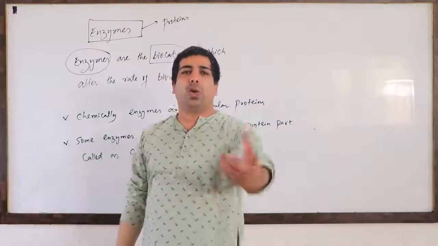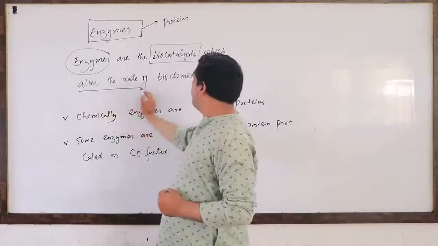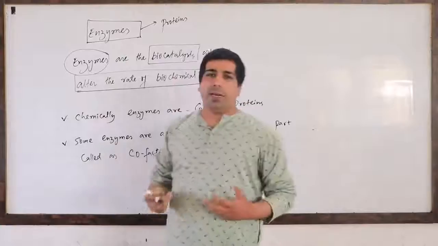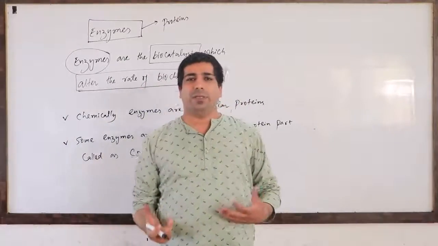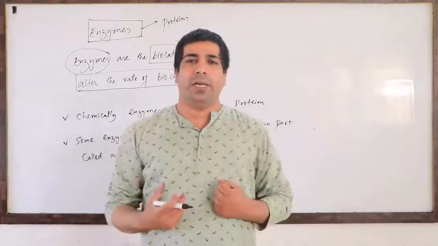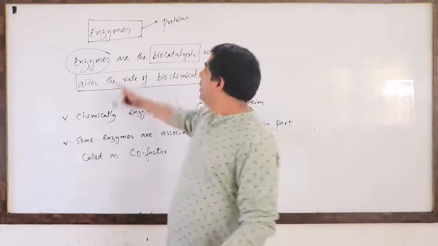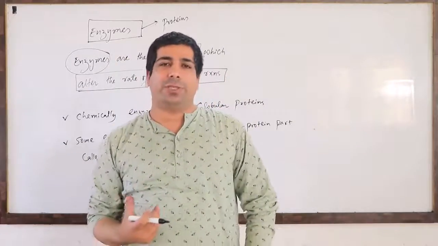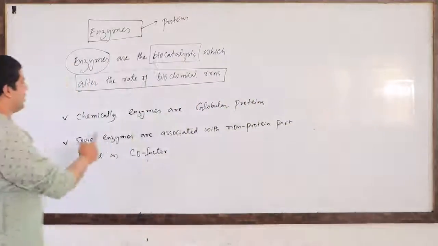Okay. What is the role of an enzyme? It can alter the rate of biochemical reactions. That means the chemical reactions taking place in living systems like plants, animals, humans, whatever the chemical reactions are taking place in my body, those reactions are catalyzed by enzymes. So enzymes do catalyze the biochemical reactions. Okay. But what is the term here, alter? Please try to understand the term alter.